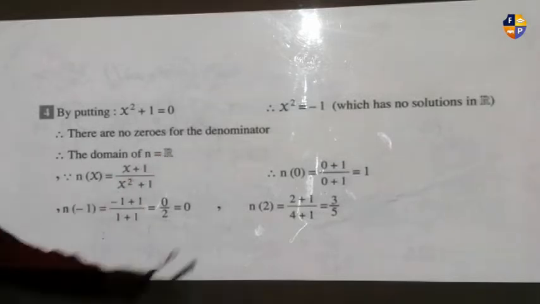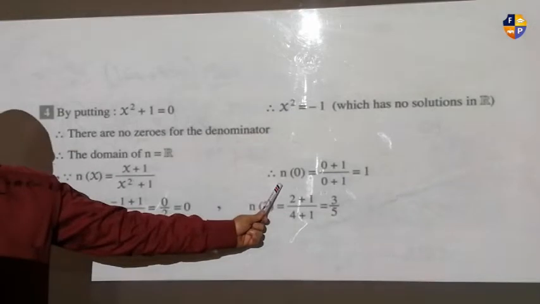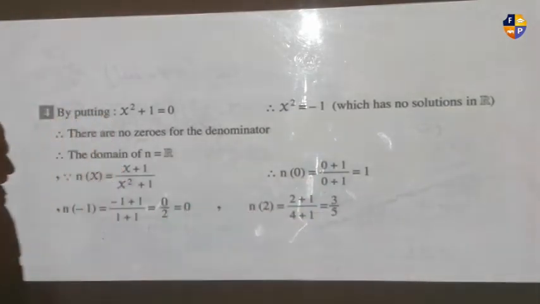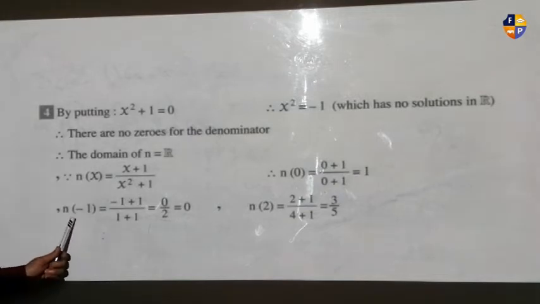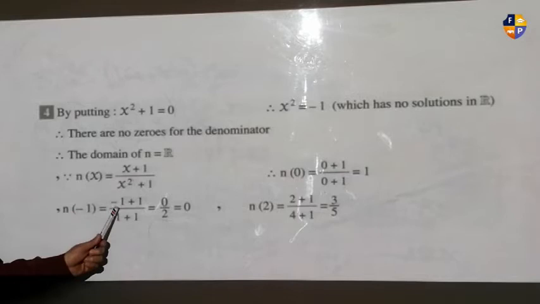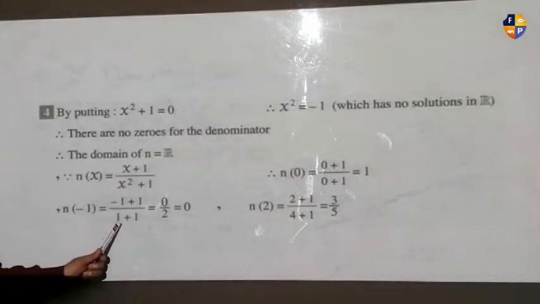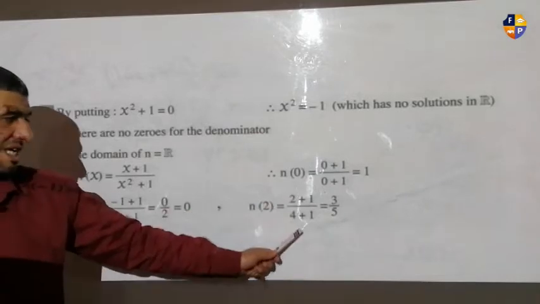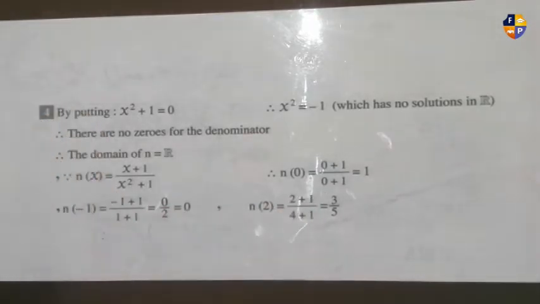We can find n(0) by substituting x equals 0: (0 plus 1) over (0 power 2 plus 1). We can find n(-1) by substituting x equals -1: (-1 plus 1) over ((-1) all power 2 plus 1). And we substitute x equals 2: (2 plus 1) over (2 power 2 plus 1), and it is the value of n(2). Okay?